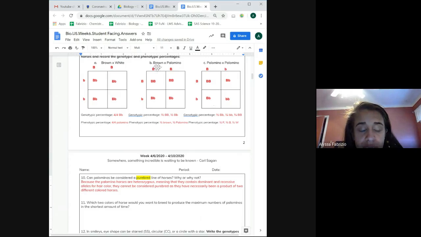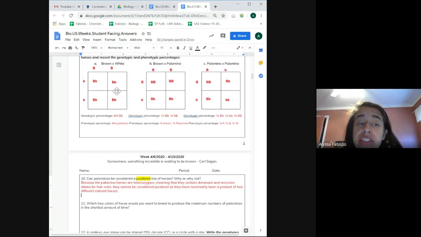And then we see with the brown versus palomino that they produce 50% palomino and 50% brown. And that'd be the same thing with the white. They'd produce 50% palomino, 50% white. And then when we cross two palominos together, they produce 50% palomino and then one brown and one white horse.